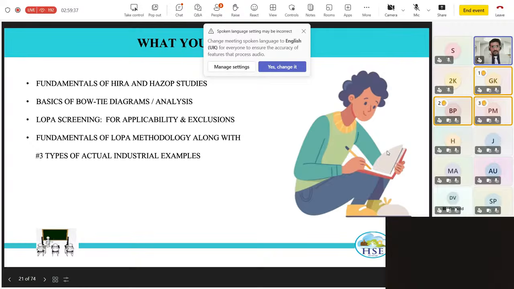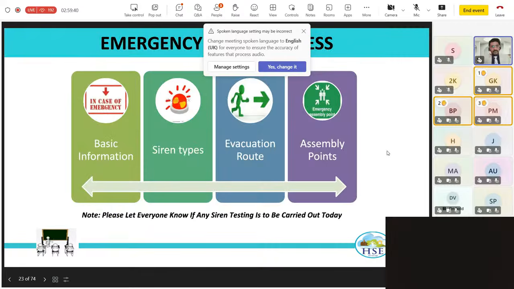So next is emergency. Yeah, Shalini, would you like to go through emergency preparedness? Shalini, would you like to take over for the emergency preparedness? No, sir. If you want, you can continue. No issue.